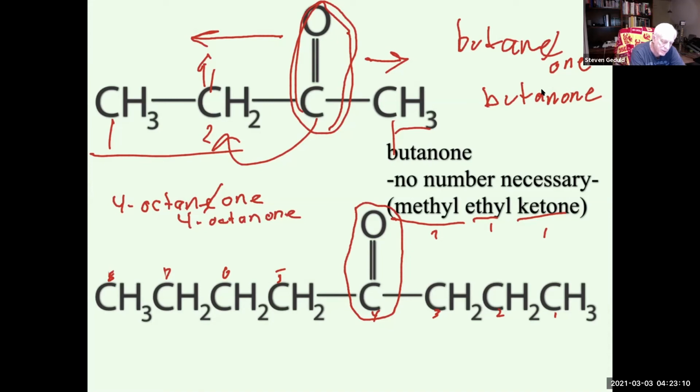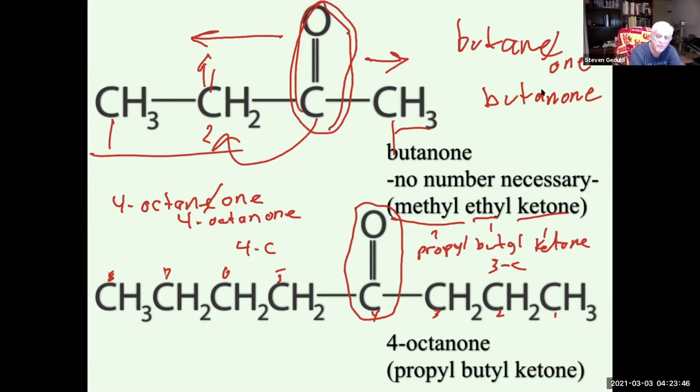One has 3 carbons, one has 4 carbons. So you could also name this thing propyl, which is 3 carbons, butyl, which is 4 carbons, ketone. So it could be called propyl butyl ketone. So 2 ways to name this thing, IUPAC or common name.